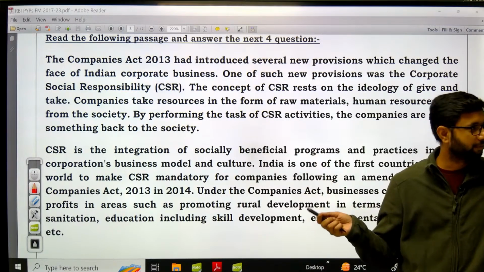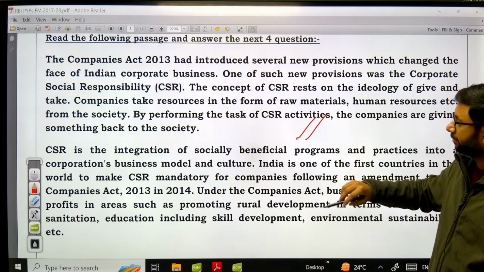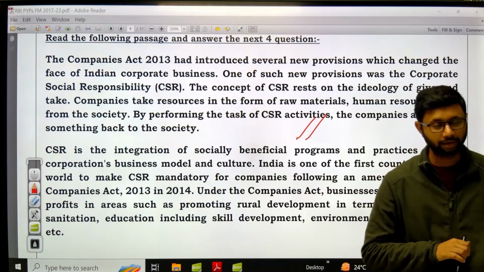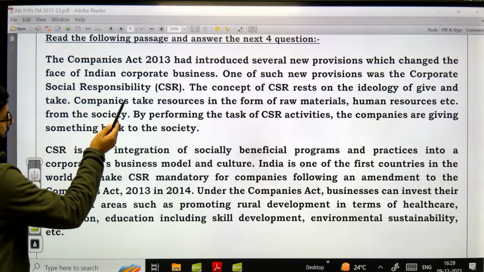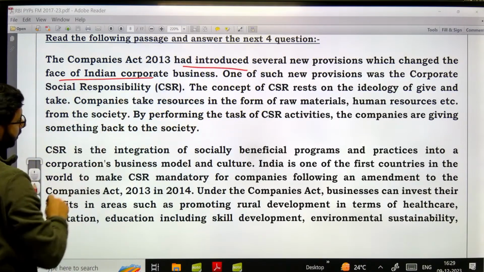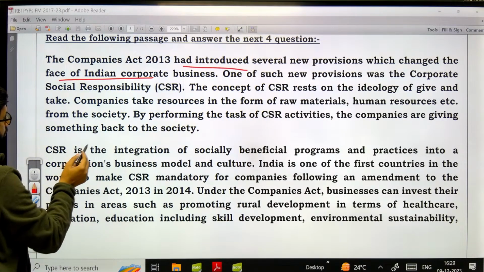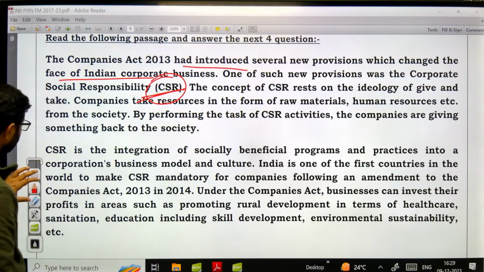So in 2022 there was another paragraph for corporate governance. Okay, so let's see this paragraph also. The Companies Act has introduced several new provisions which change the face of Indian corporate business, and it mostly talked about CSR, corporate social responsibility. Okay.